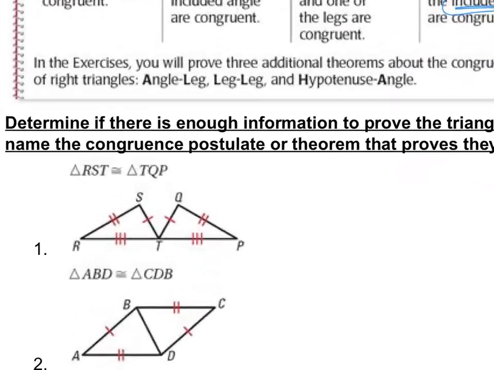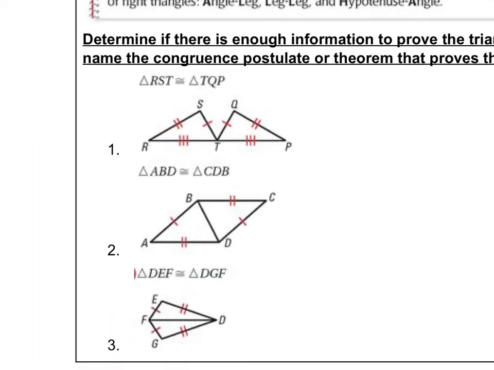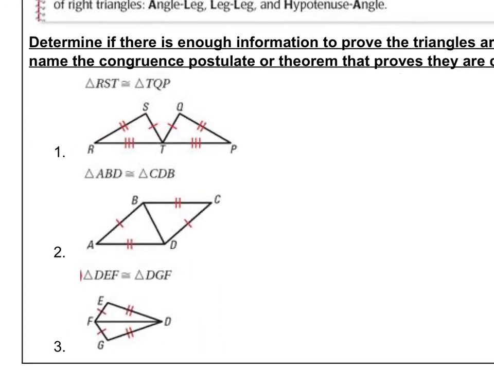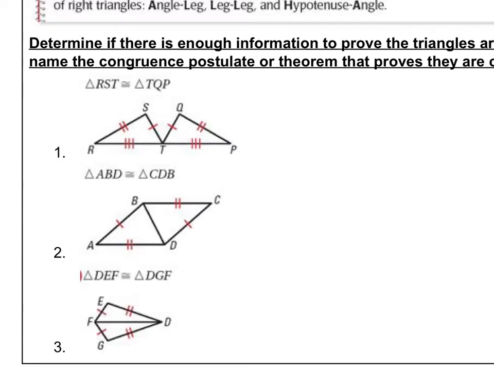If they are, then we're going to name that particular theorem. So really not much to go through. I gave you all the information up there. Now we're just going to see what we have, kind of label what we have, and then see if that's enough to prove the triangles are congruent.